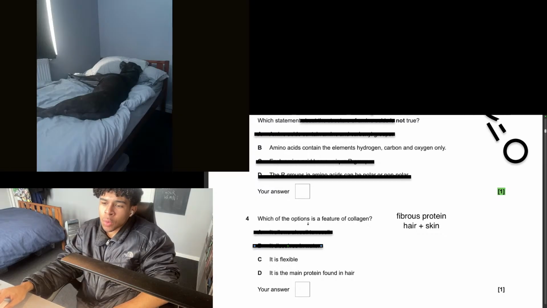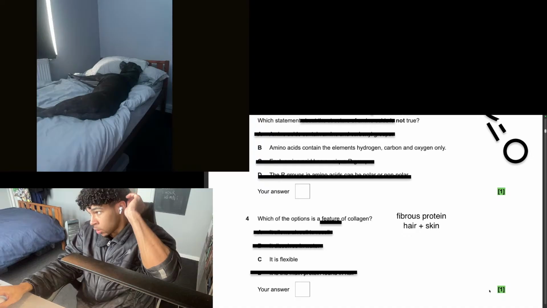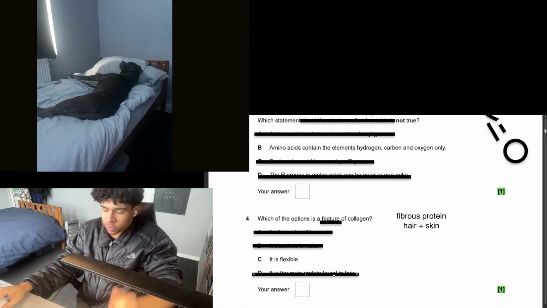Anyway, if we just look at the question, it says is a feature. Is the main protein found in? Is that really a feature? Does that make something a feature? I'm gonna go C. Okay, so this just means it's false.